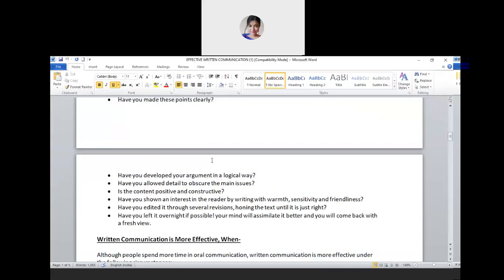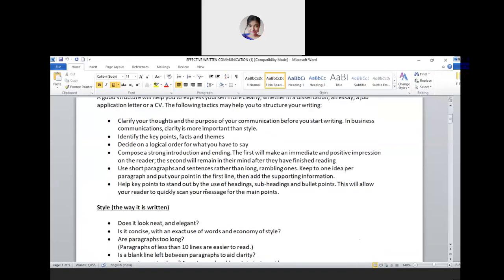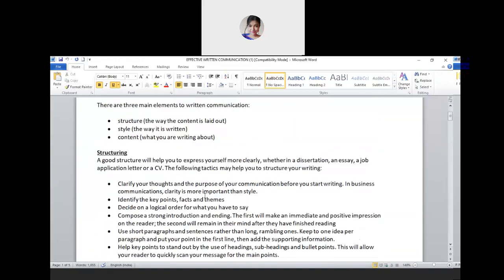And it should be constructive. Your writing should be constructive. It should share a positive vibe. The content must be positive and constructive, and it should be interesting as well, so that the reader is not bored. So these are the things that you need to maintain regarding the structure, style, and the content whenever you are writing and communicating with people.